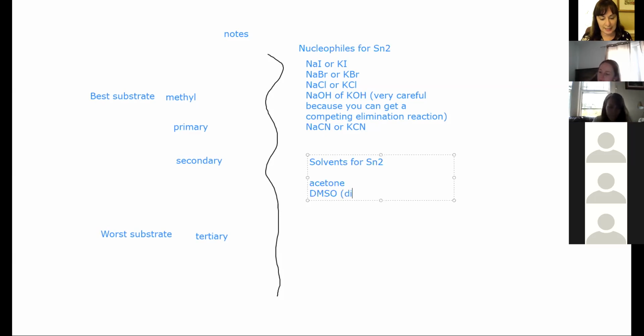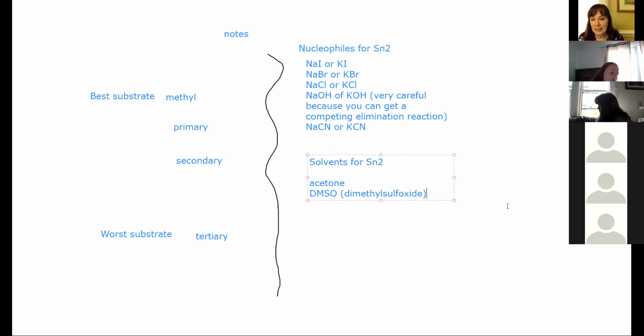DMSO stands for dimethyl sulfoxide. DMSO is a very, very stinky solvent that is used in veterinary medicine a lot. And it's also used as a solvent for the SN2 reaction.